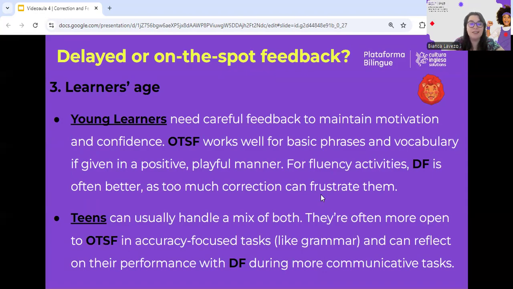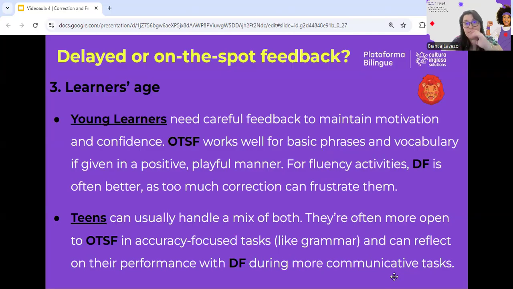Yeah. They are usually more open to the idea of on-the-spot feedback. They understand the need for it. And they can also reflect on whatever you suggest during delayed feedback. All of this is very important because all of this is also planned. Whenever you're planning your lesson, you should be also able to reflect. If I am proposing this type of activity for my students, what kind of feedback should I be giving them? What exactly am I going to provide them with? Is it going to be on the spot or delayed?